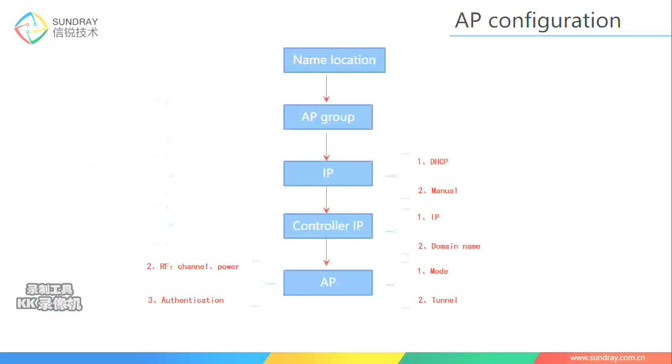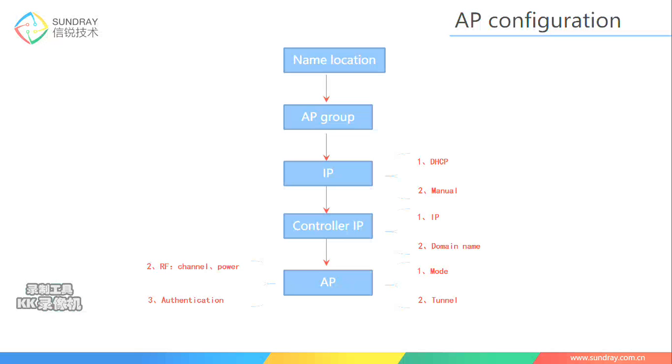And for AP configuration, the first one is we have to give for each access point, for the management, we can give in the name and location where the access point is installed. So when the access point have problem, we can easily find which AP have the problem. And the second, we have to choose a group for the access point. So this is also for management.